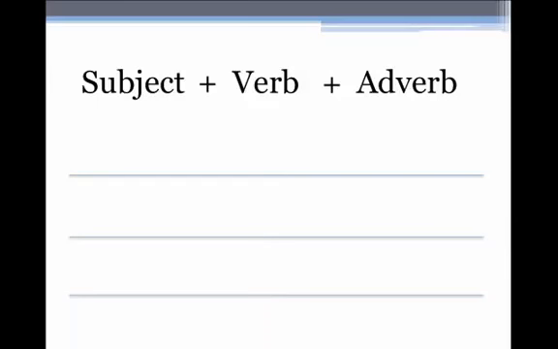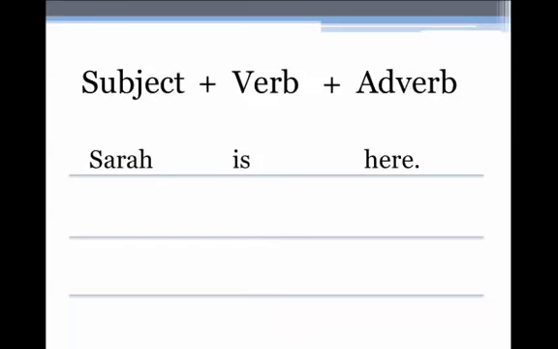Let's look at an example. Sarah is here. This sentence tells us where Sarah is. She is here. Sarah is the subject. Is the verb, and here is the adverb.